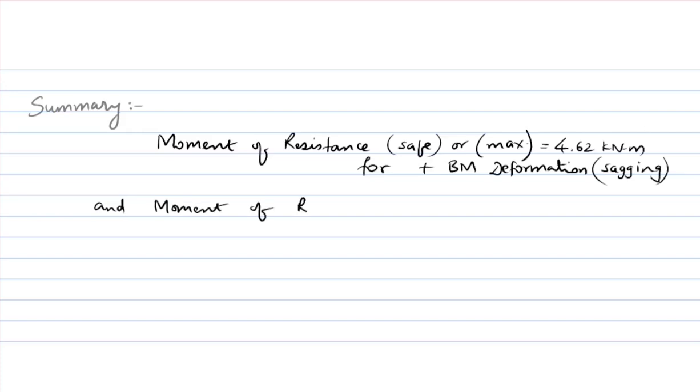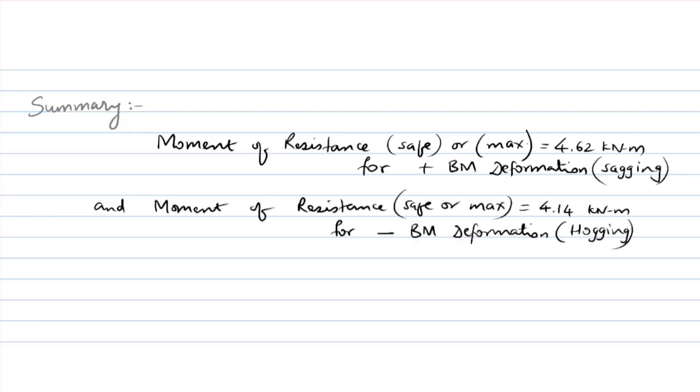To sum up, the values for maximum moment of resistance set up in the cast iron beam material are 4.62 kilonewton meter for sagging bending moment deformation and 4.14 kilonewton meter for hogging bending moment deformation. If any of these values are exceeded for the corresponding bending moment type, then the cast iron beam shall fail by tensile stresses exceeding the permissible value, that is 25 Newton per millimeter square.